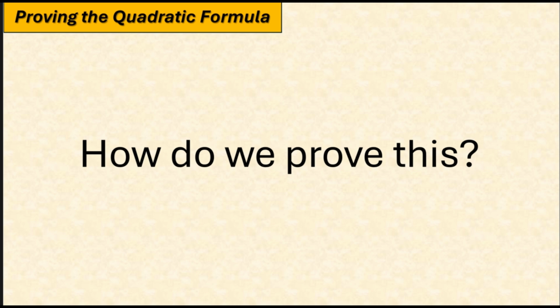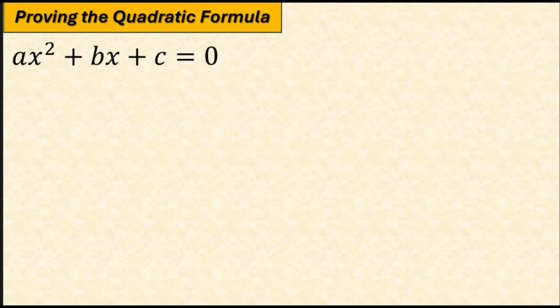So, how do we prove this? Well, the method for proving this may seem a bit complicated to some, but I hope to show its simplicity through a careful evaluation of the problem we're trying to solve and how to solve it. Our problem is solving ax squared plus bx plus c equals 0 for x.